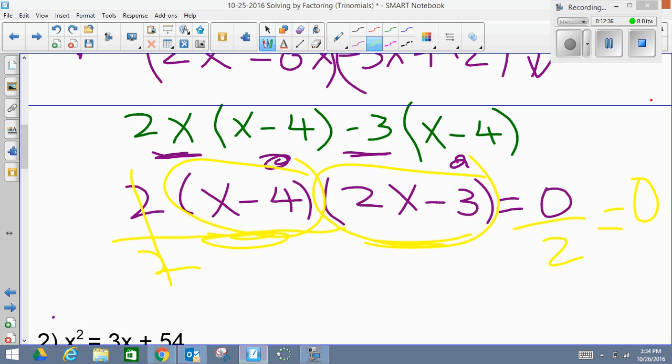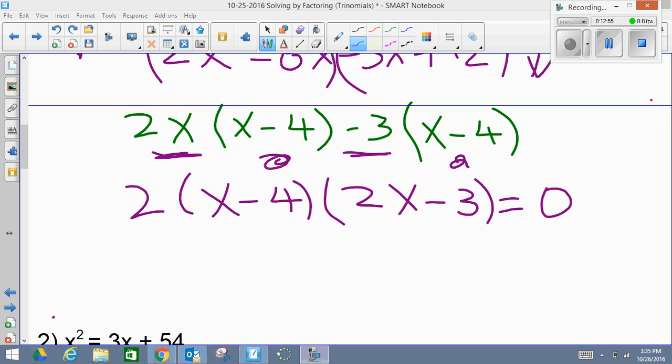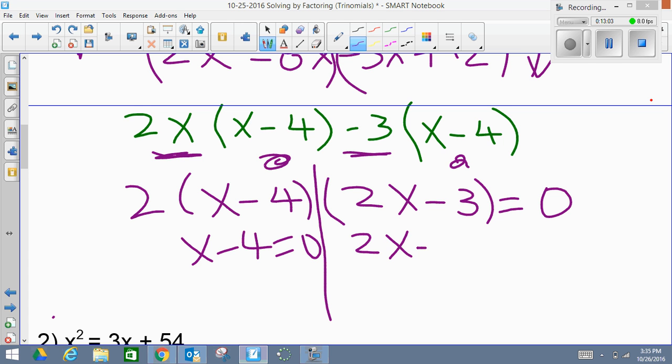So what I'm saying is that when you have a value that has no variable, technically that's not affecting your final answers. Okay, so I'm going to concentrate on the factors that have the x. And my two factors that have the x are x minus 4, that's going to be equal to 0, and the other side is going to be 2x minus 3 equal to 0.